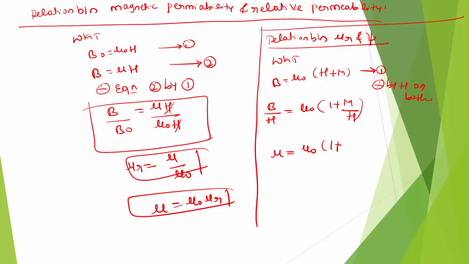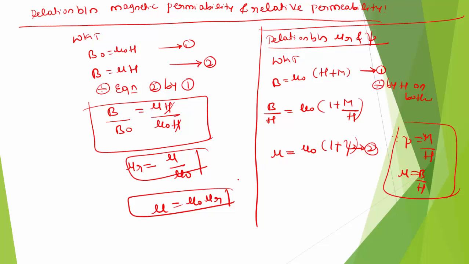The ratio of magnetization to the magnetic intensity is called magnetic susceptibility. Mu equal to mu naught into 1 plus psi. Here the magnetic susceptibility is equal to M divided by H, and mu is equal to B divided by H. These are the important definitions. B is equal to mu naught into 1 plus psi. This is equation number 2 for this relation.